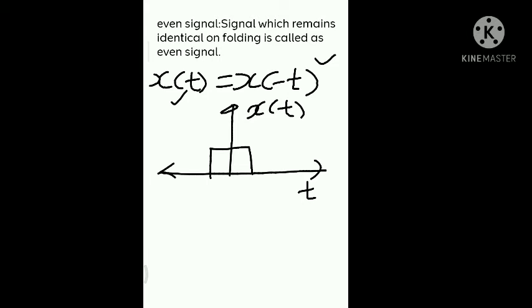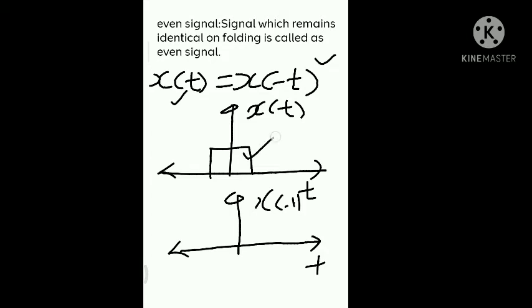Here is one waveform of x(t). Suppose you want x(-t) of this signal. x(-t) means you want the folded signal. While getting the folded signal, you have to take the positive part to the negative and the negative part to the positive. So this is your positive part, you will take it here. This is your negative part, you will take it here.